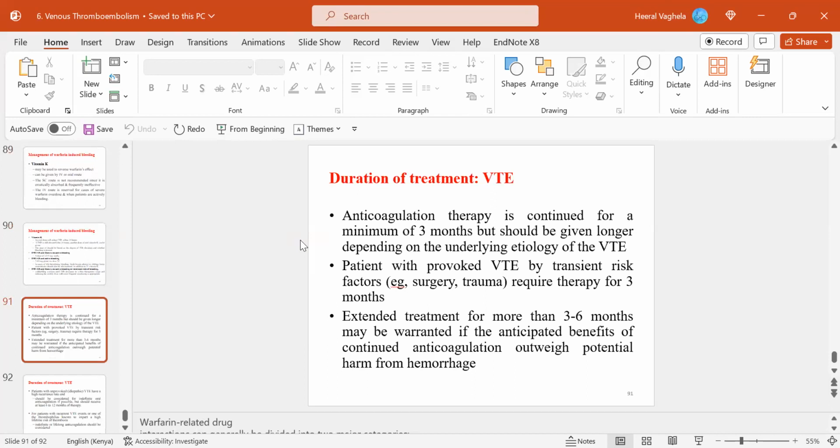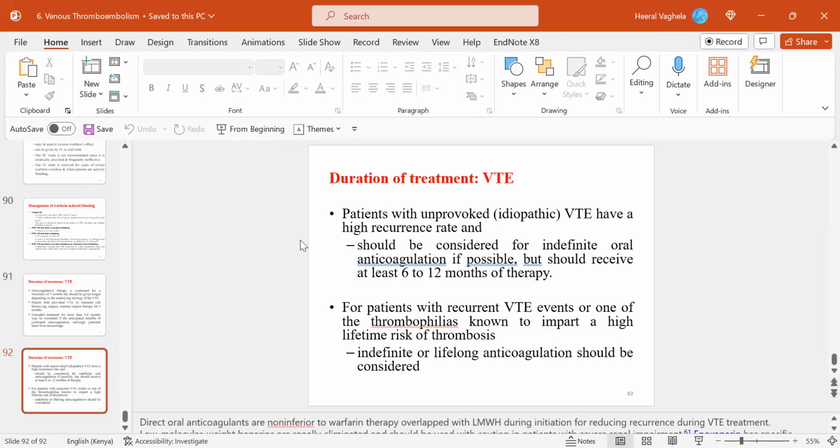Again, duration, like I said, it has to be long term, which is for the first 3 months, and then for an extended period, which is more than 3 to 6 months, to prevent any clot formation or to dissolve that clot. Like over here, it says at least for 6 to 12 months. So those are a lot of drugs you can choose from to be given to patients with VTE. Any question?